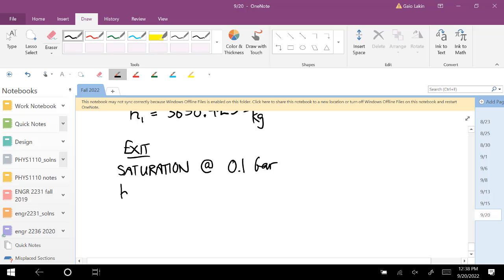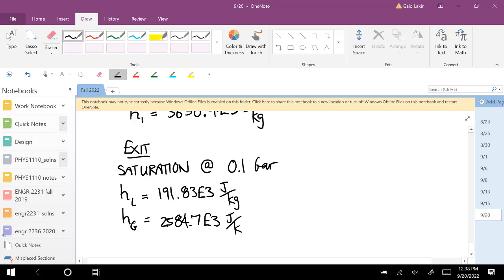So H for the liquid is 191.83 times 10 to the third joules per kilogram. And for the gas, it is 2584.7 times 10 to the third joules per kilogram.